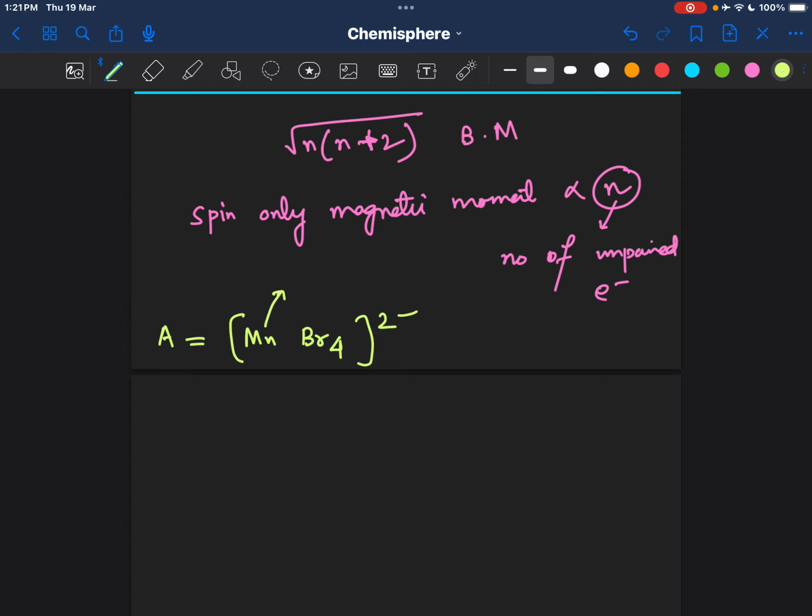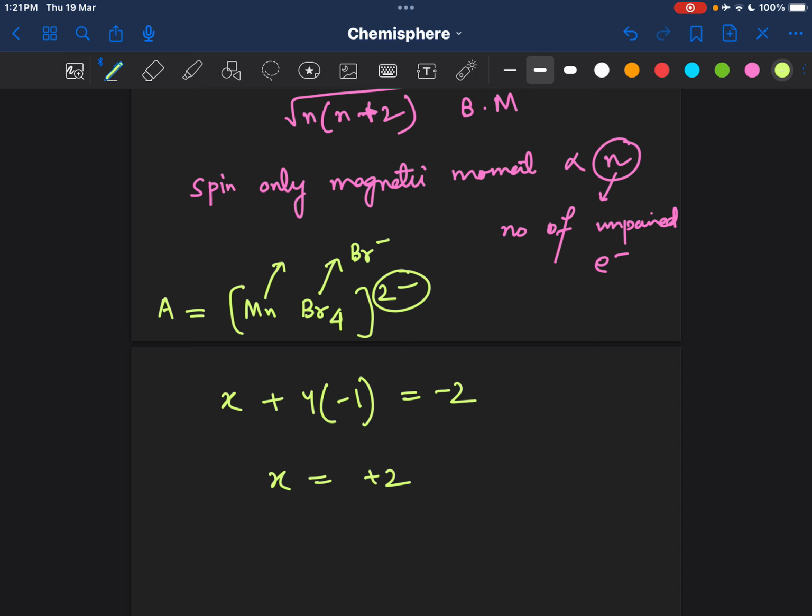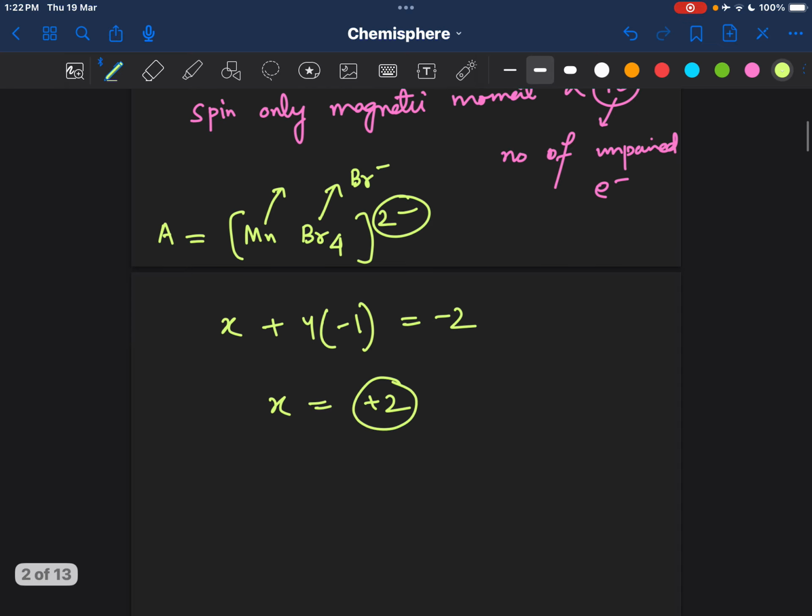metal atom, that is Mn. Okay, so assume it as X. We know that bromine exists as the ligand Br minus. So 4 into minus 1, and the total charge in the complex is 2 minus. So therefore it will be equal to minus 2. So X is equal to minus 2 plus 4, that is plus 2. So the oxidation state of manganese is plus 2.